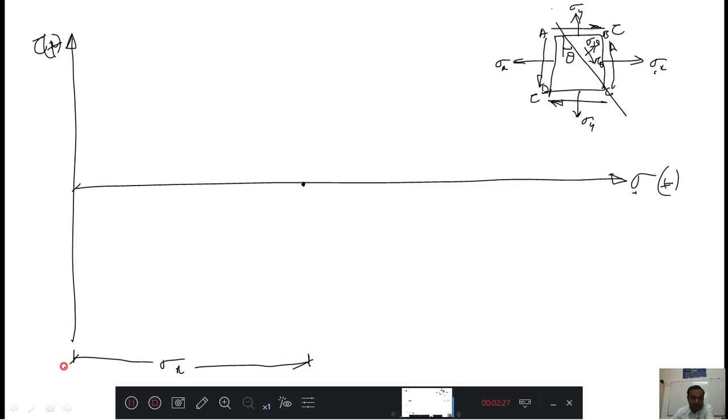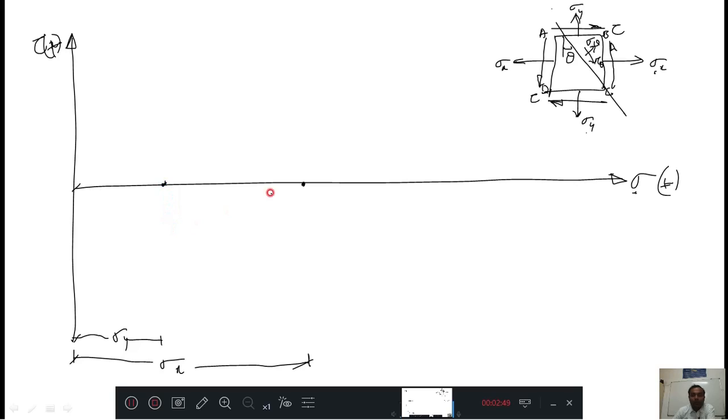Yes, I marked the sigma x value. Then the other one is the sigma y value. This sigma y value is also a normal stress, therefore it will be somewhere here. And one condition you already know, sigma x will be greater than sigma y, therefore this distance will be sigma y. You got it, right?